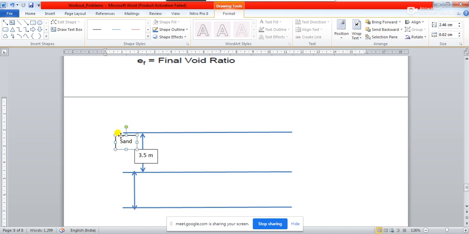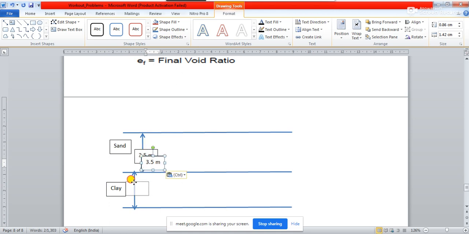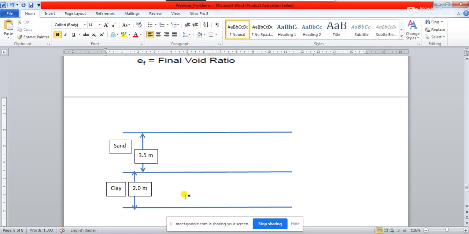So this is your sand layer, and then this layer is your clay layer. Okay, and what is the thickness of this clay layer? The clay layer is basically 2.0 meter, let us write it here, 2.0 meter thick.